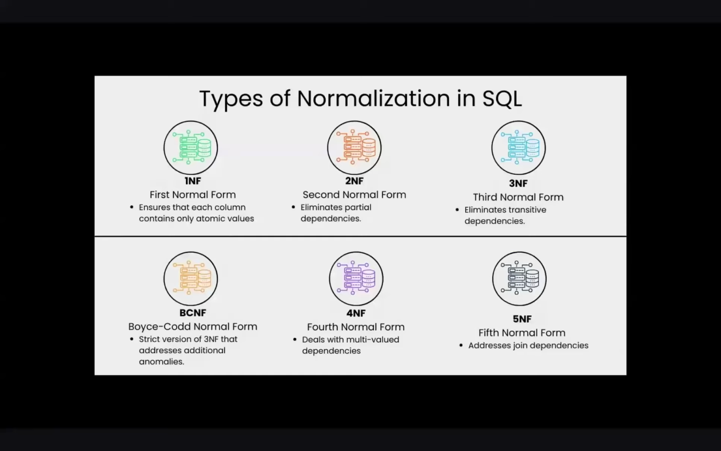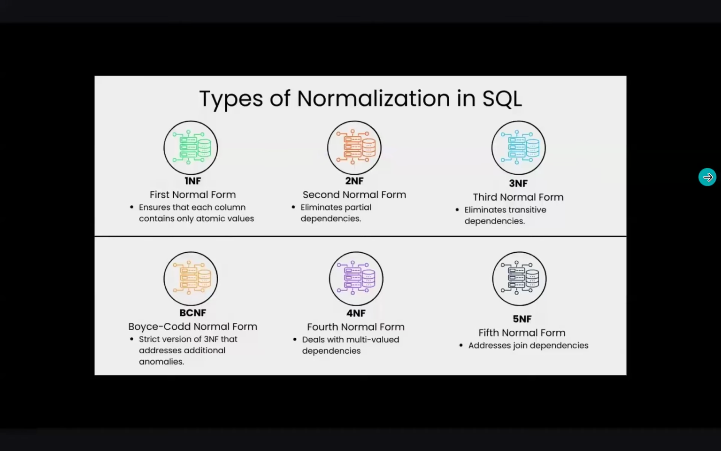Now 1NF, first normal form. What is first normal form saying? All the values in a table should be atomic. What is 2NF saying? It should satisfy 1NF and eliminate partial dependency. These are definitions, you need to learn them by heart. What is 3NF saying? It should satisfy 2NF and eliminate transitive dependency. So tell them up to here.